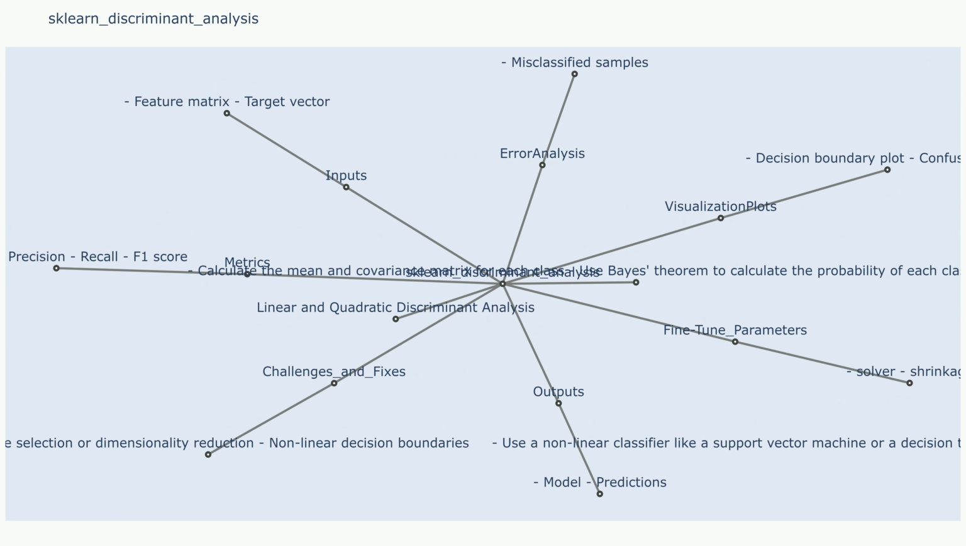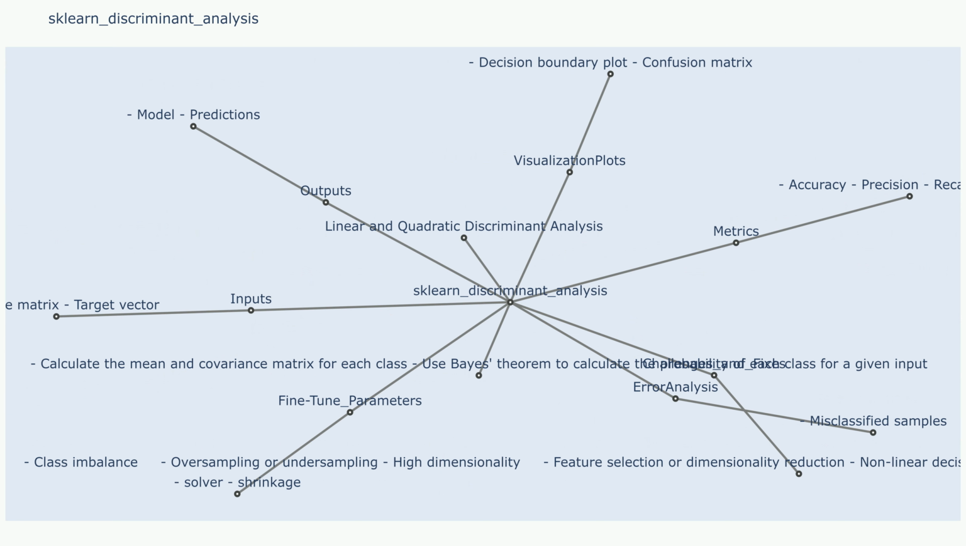Outputs. Model. A trained discriminant analysis model object that can be used for prediction. Predictions. Predicted class labels for new input samples using the trained model. Steps. Data preparation. Ensure your features and target labels are in suitable formats, e.g. NumPy arrays. The data should be preprocessed if needed, e.g. standardization, scaling.